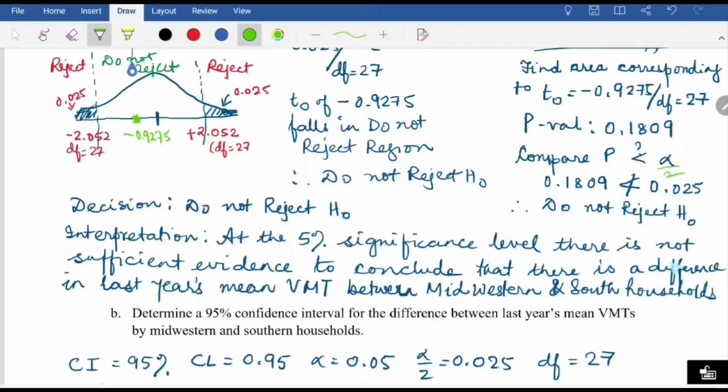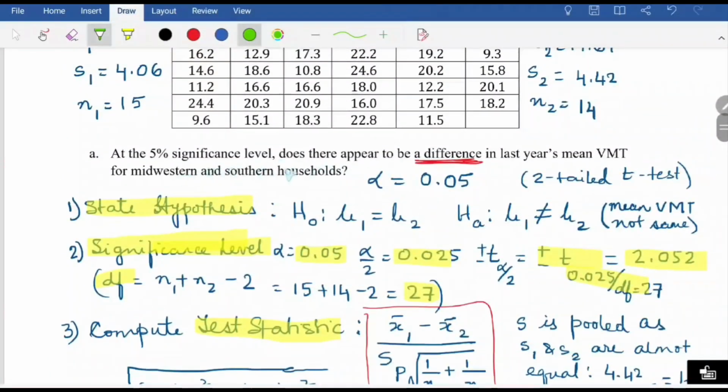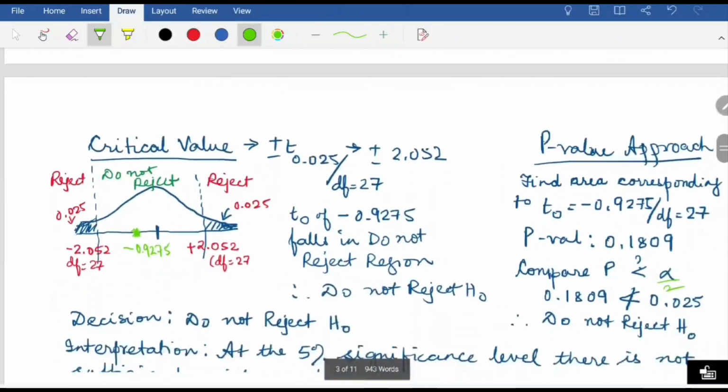Interpretation: at the 5% significance level, always start with that. There is not sufficient evidence to conclude that there is a difference in last year's mean VMT, again stated in context of the problem. And you can always copy that verbiage straight from the question. It says here, does there appear to be a difference in last year's mean VMT? So you're saying that there's not sufficient evidence to conclude that there's a difference in last year's mean VMT. Just copy the verbiage. You don't have to scratch your heads and think, what wording should I use?